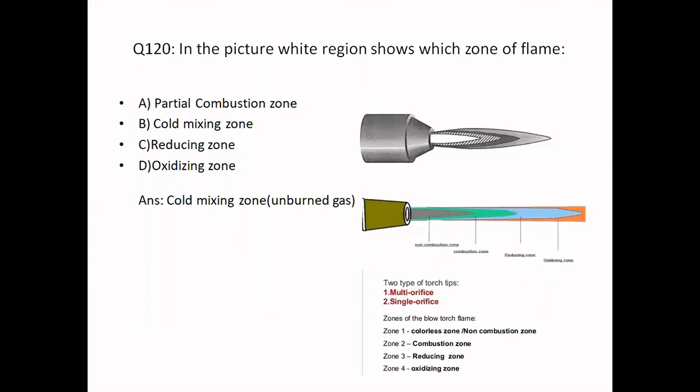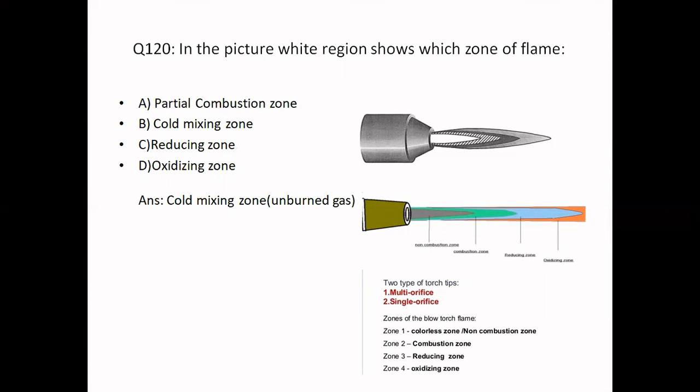Now in the picture, the white region shows which zone of the flame? In the first picture, they were asking us about the white zone. There are four zones of flame: the cold mixing zone or the unburned gases, then the partial combustion zone, then the reducing zone, and then the oxidizing zone. So the answer to this is the cold mixing zone, which is of unburned gases.